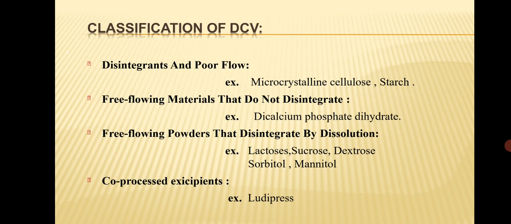Classification of directly compressible vehicles: disintegrants and poor flow, for example microcrystalline cellulose and starch. Free flowing materials that do not disintegrate: dicalcium phosphate dihydrate. Free flowing powders that disintegrate by dissolution: lactose, sucrose, dextrose, sorbitol, mannitol, and co-processed excipients like Ludipress.